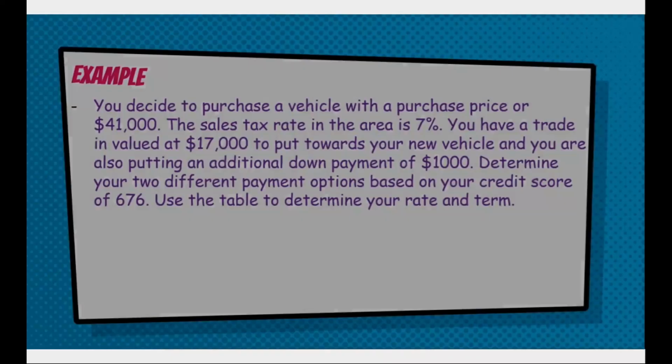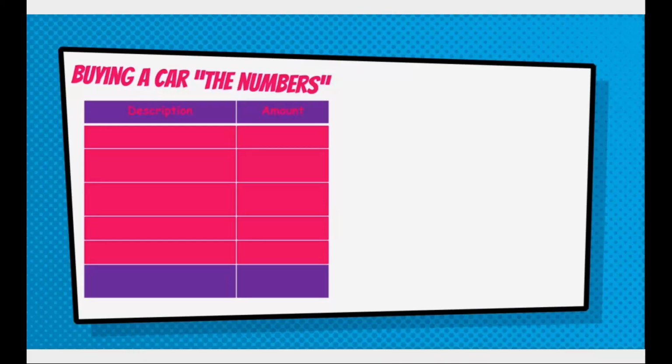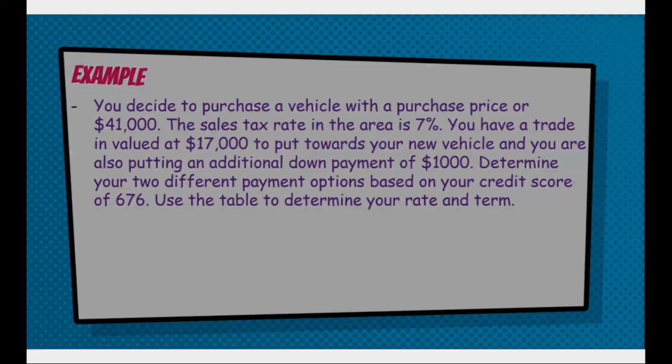And then I want to determine your two different payment options based on your credit score of 676. And then we're going to use that table that I'm going to show here in a second to determine our rate of return.